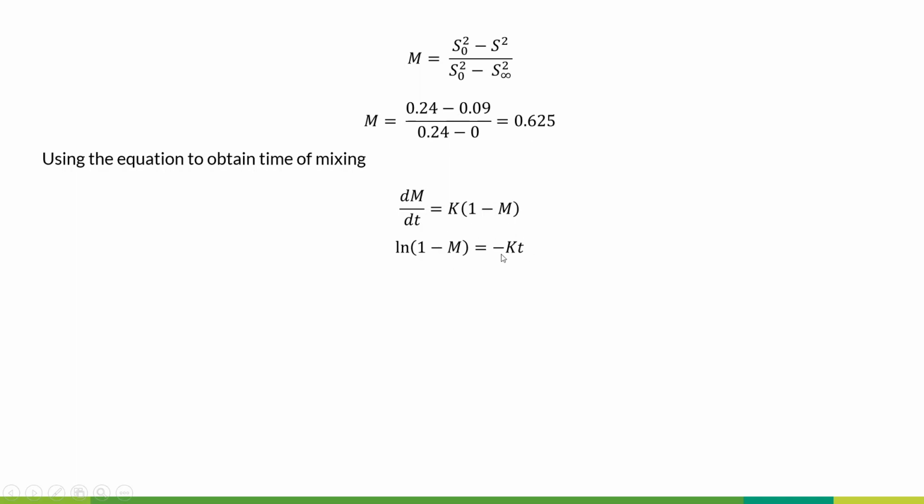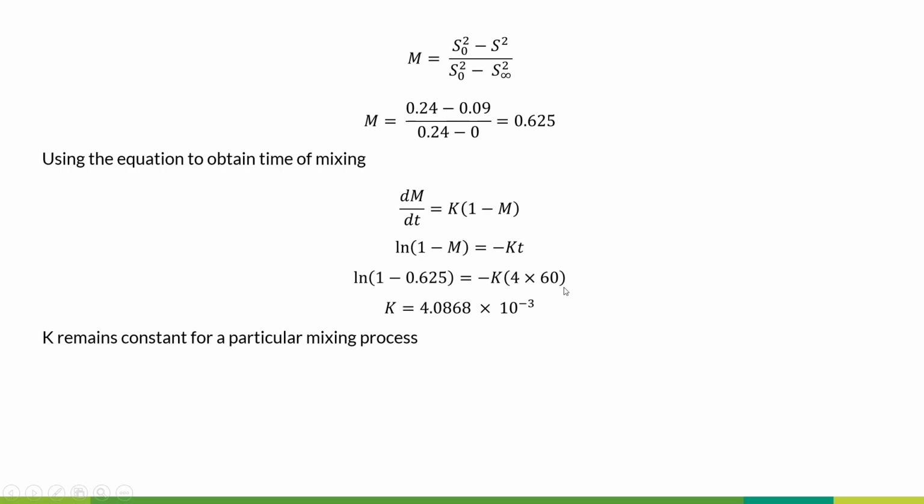So from m and t, if you know m and t, you can calculate k, which is the mixing constant. So ln of 1 minus 0.625 is equal to minus k into 4 into 60. So I am converting minutes into seconds, so I am multiplying it by 60. With this, you get a k value of 4.0868 into 10 power minus 3 second inverse. And for a particular kind of system where you are dealing with, say, component A and B, your k will remain constant throughout the mixing process.